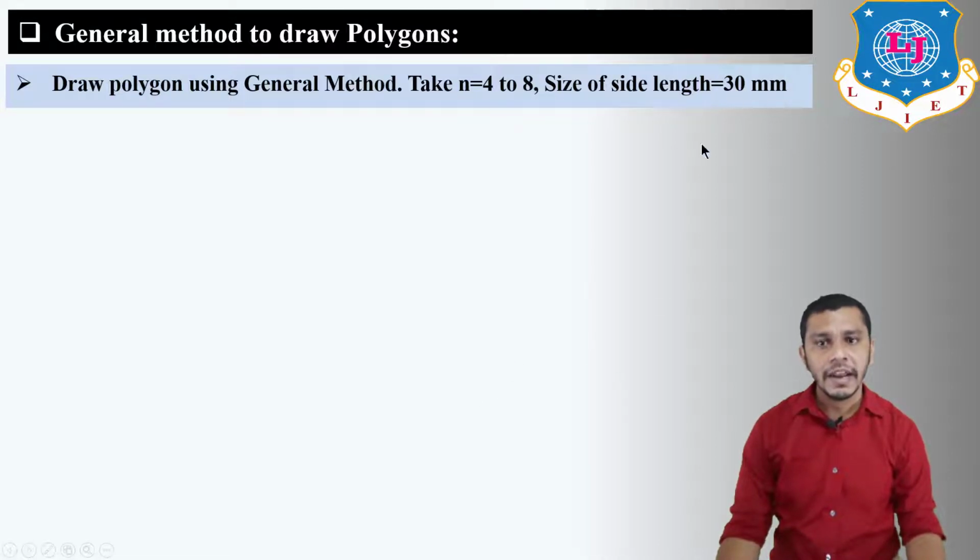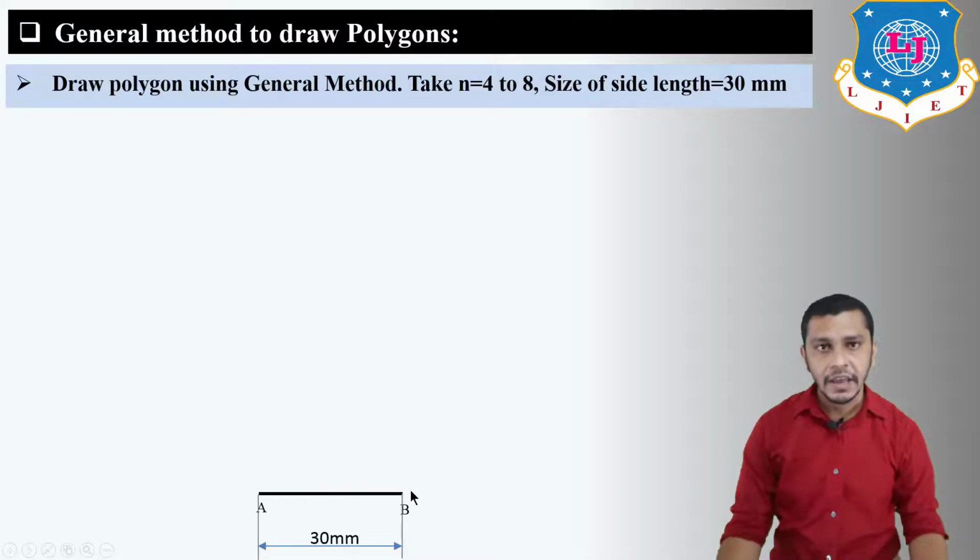So first of all, draw a line having length 30 mm. Name the line AB. Now, after drawing the line AB, draw a perpendicular bisector of this line. So what is a perpendicular bisector? A line which bisects this line AB and which bisects this line at an angle of 90 degree. So first of all, find the midpoint of this line. So M will be the midpoint of this line, and draw a line perpendicular to this line AB. So this line will be a perpendicular bisector of this line.